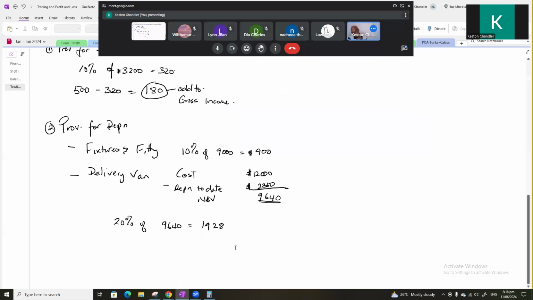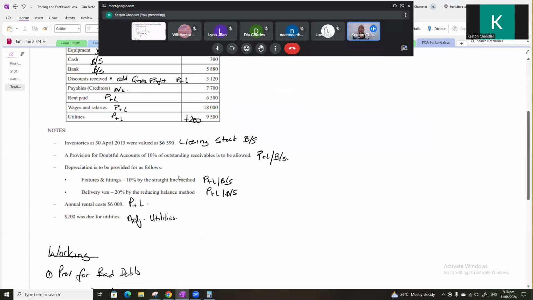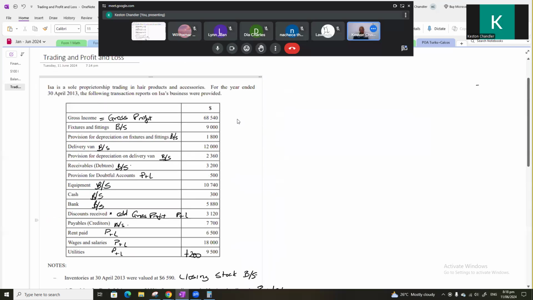So you see what we're doing? We're working through the question and we're identifying everything that we need in order to prepare our profit and loss account. Right? Here we don't need the trading part because they already gave us our gross income. So let me just get started, right? And then you're going to complete this as part of your revision for homework. Right? So you can see here profit and loss account.